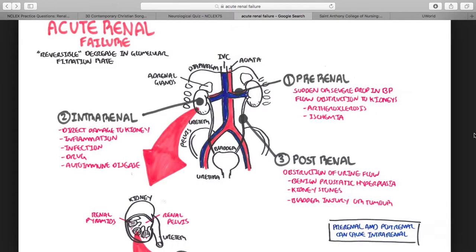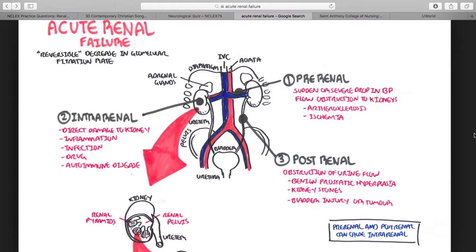My name is Priscilla, and today we will be talking about intra-renal failure. It's part of the acute renal failure. Again, acute renal failure is obstruction before, within, or after the renals. It's reversible, and it's very treatable if the proper dynamics are used.